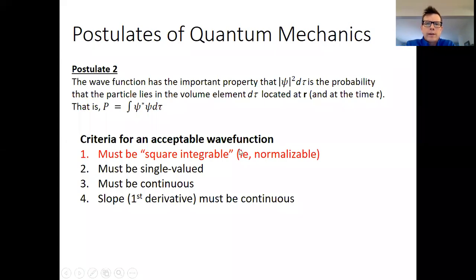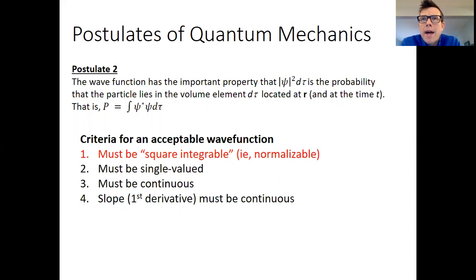All right, we're continuing our discussion of the postulates of quantum mechanics. In the previous videos, we introduced the wave function, and then we talked about the Born interpretation, which tells us that the square modulus of the wave function is related to the probability. And these two postulates produce some important criteria for wave functions.